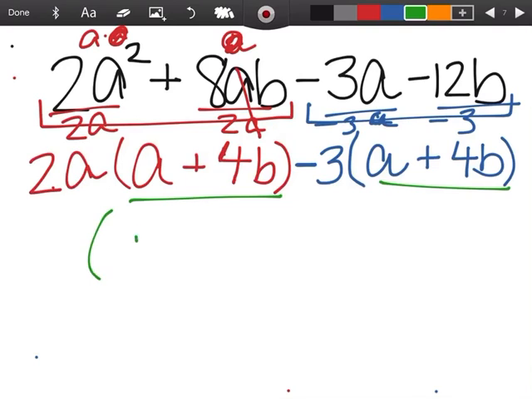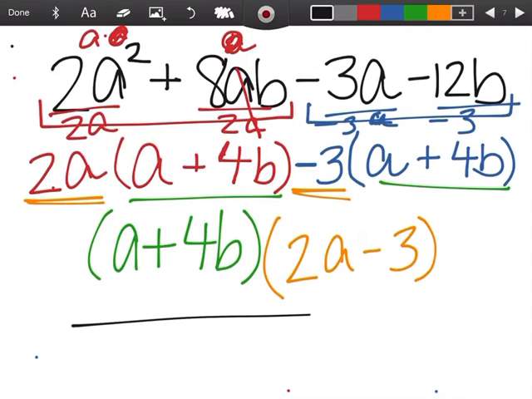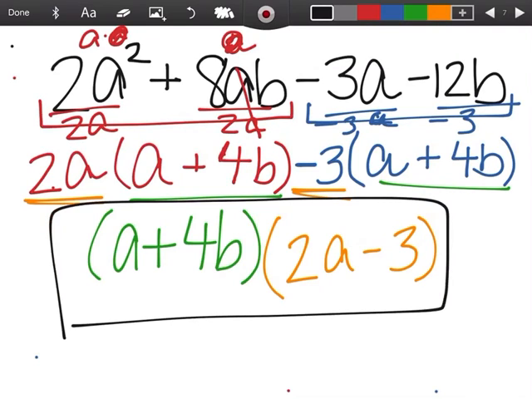And then what's in parentheses is the same, so a plus 4b is the same. The quantity is whatever's left over, which is 2a minus 3. So the answer is a plus 4b times 2a minus 3.